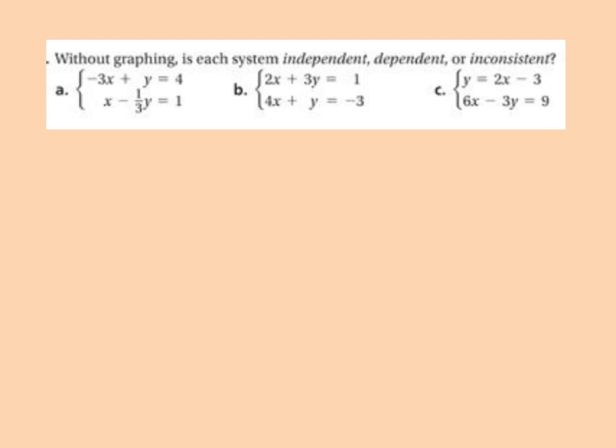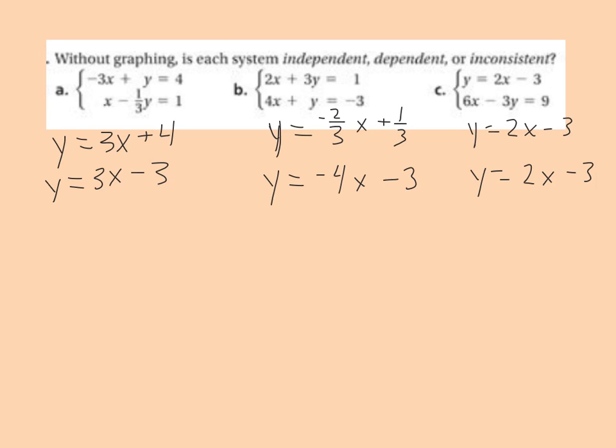Pause the video and attempt these 3 by yourself. Get the y's by itself first. So these would be the equations written with y equals. The first one, they're not the same, so then I look at the slopes, and they have the same slope, so this would be inconsistent. Second one, they're not the same, I look at the slopes, they're not the same either, so this would be independent. That means it's just going to have one solution. And the last one, I look at the equations and they're the exact same. That means they're going to be dependent.